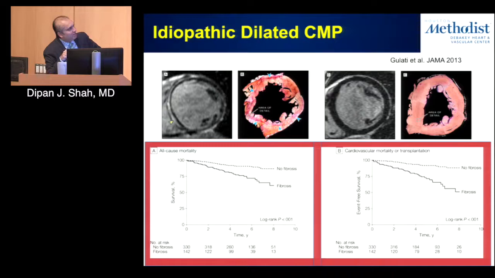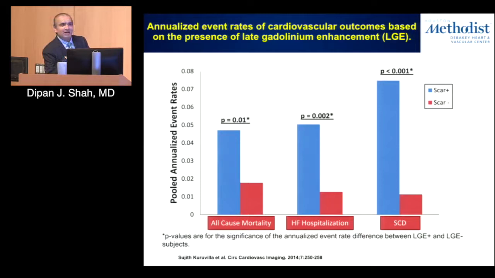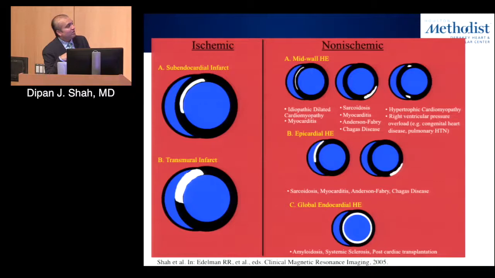And this was a single-center study from a group out in England. And then these are now results from a multi-center meta-analysis of studies from six or seven different sites, again showing in idiopathic cardiomyopathy, the presence of hyperenhancement or scar by CMR is associated with worse all-cause mortality, heart failure hospitalization, as well as sudden cardiac death. And so this is a schema which outlines the differing patterns of hyperenhancement that we may see by CMR and helps you to further narrow down your differential diagnosis into potential etiologies.